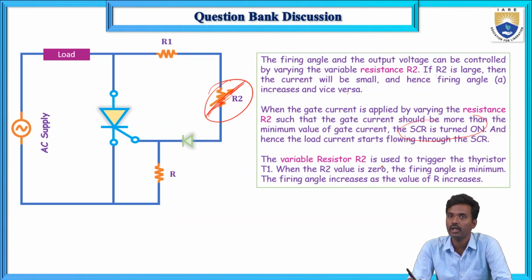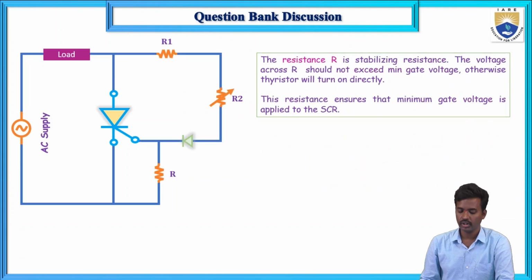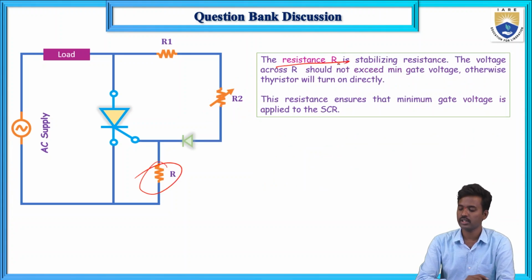And next, variable resistor R2 is used to trigger the SCR T1. When the R2 value is 0, the firing angle will be minimum. As R2 increases, the firing angle increases with the resistance. So now here, this is the stabilizing resistance.